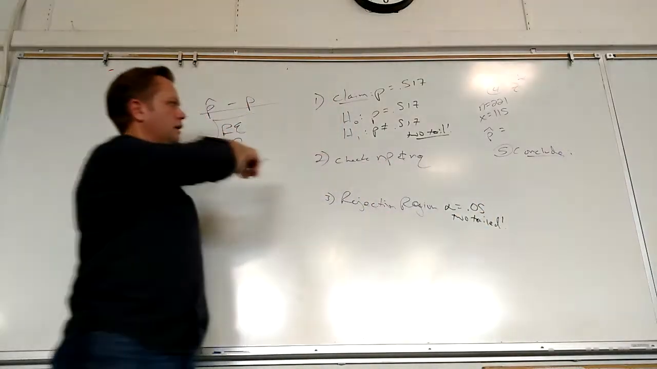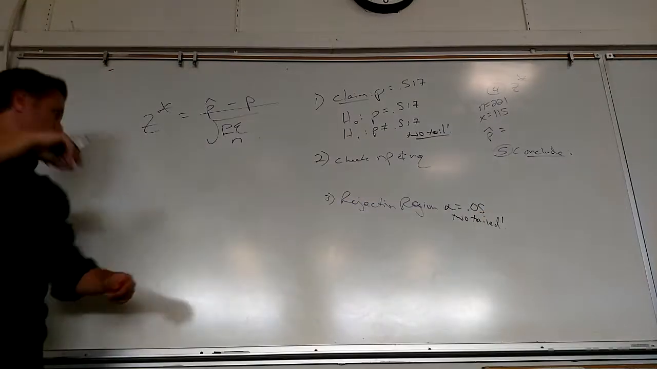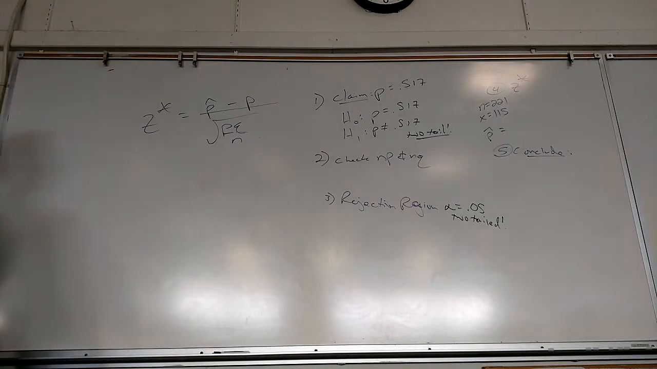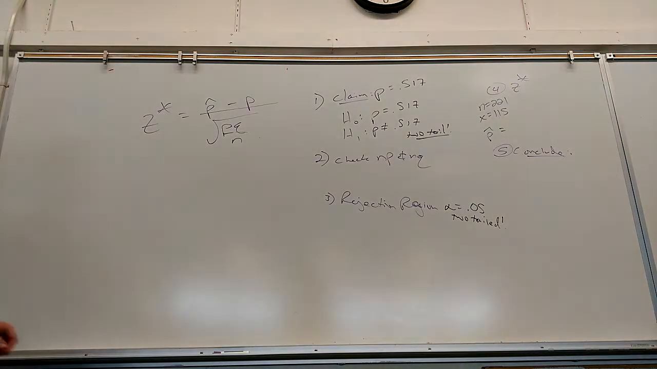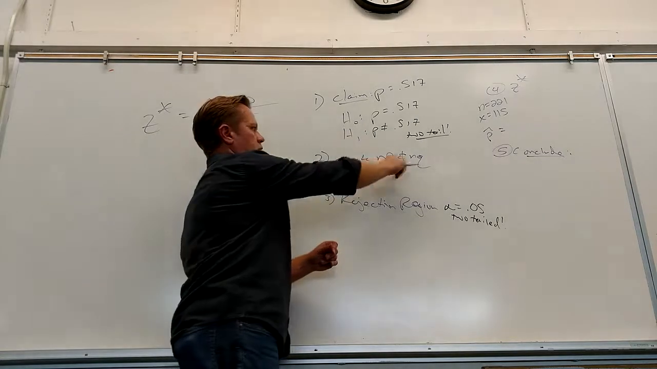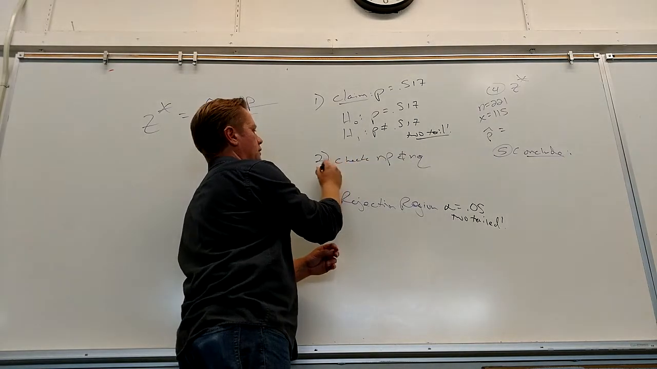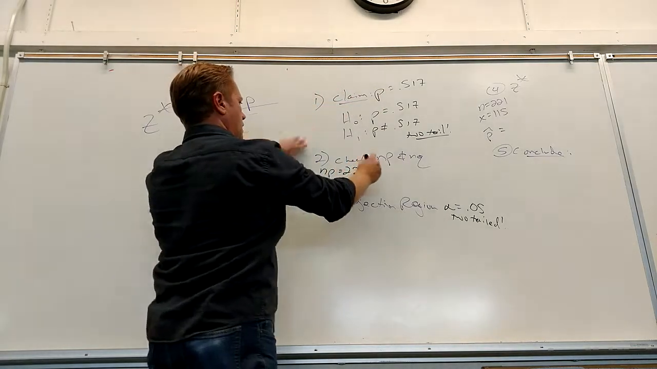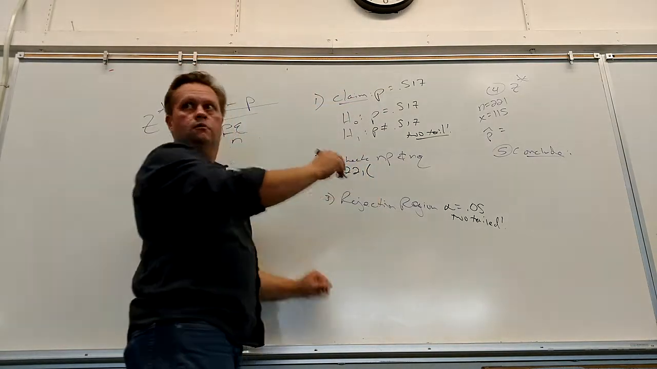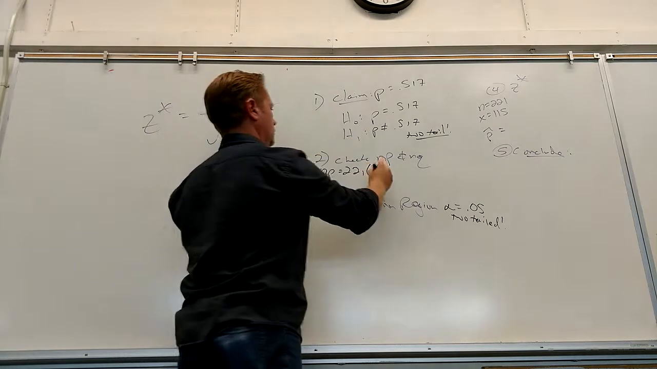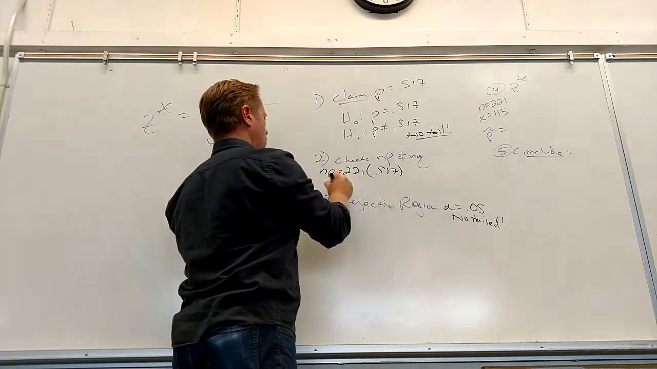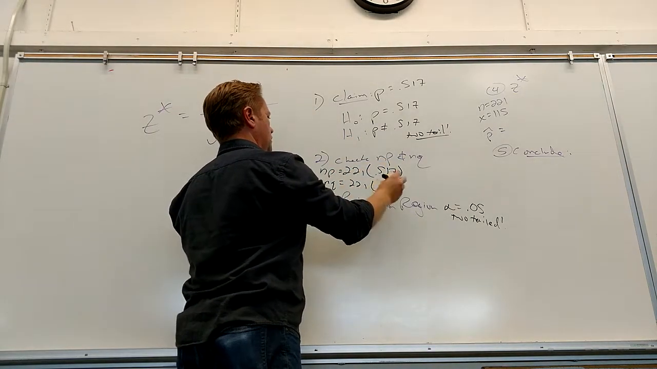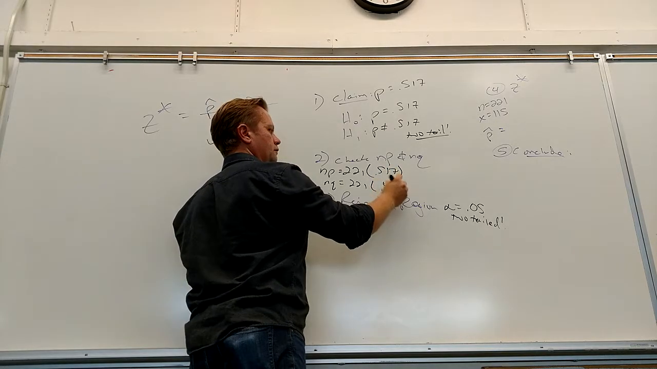And what do I mean by check NP and NQ? Check them for what? Yeah. So do NP times NQ and figure out. So we get NP would be 221 times 0.517, 114. And NQ would be 221 times 0.483, 106. I like it.